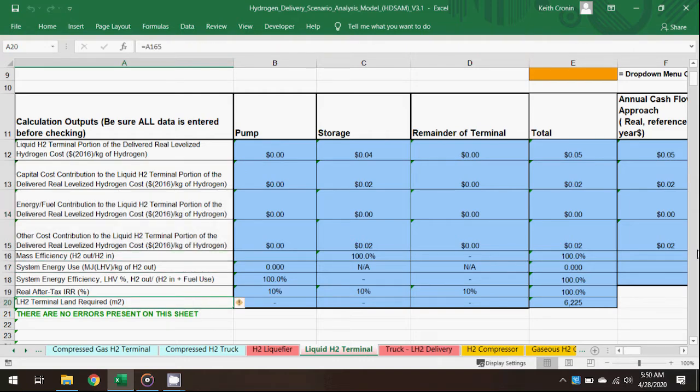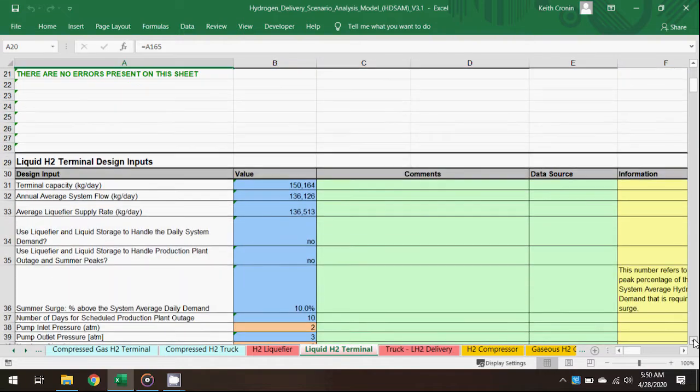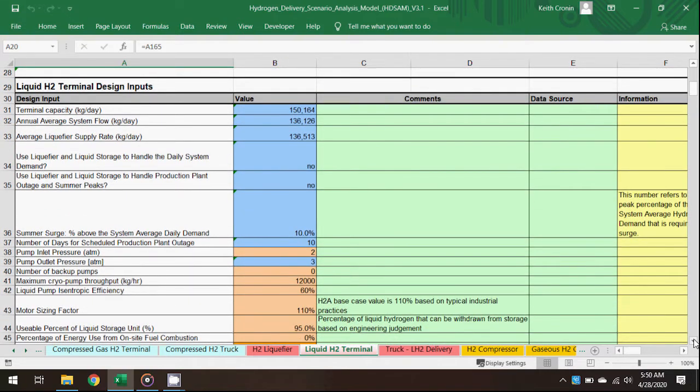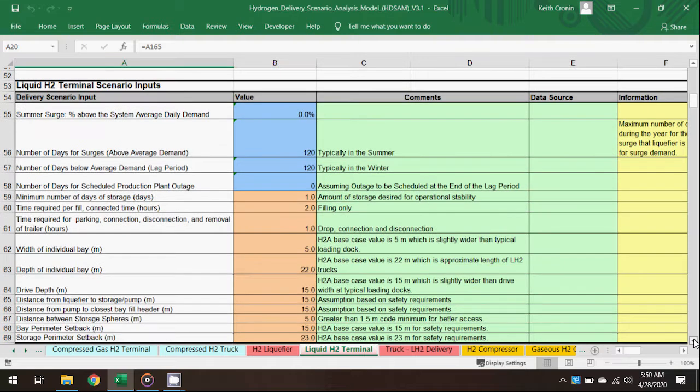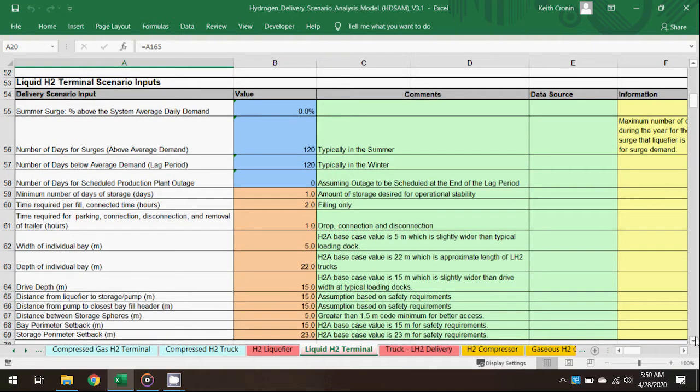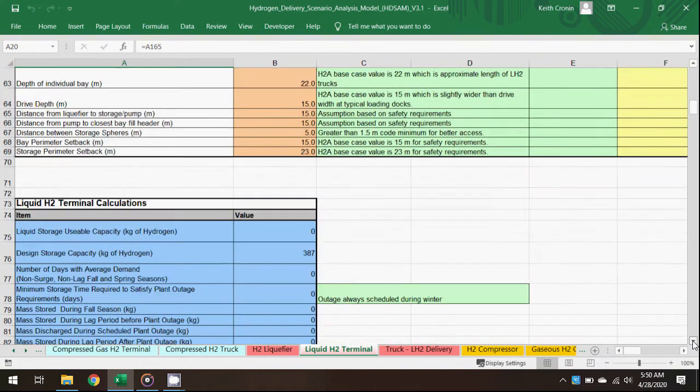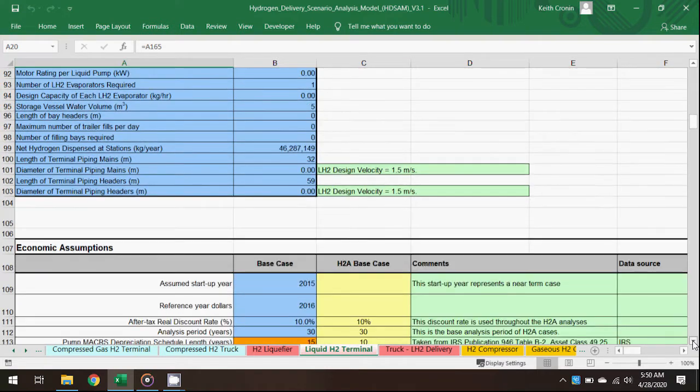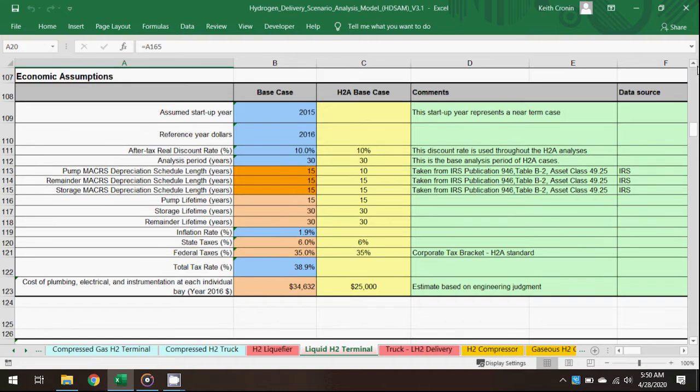The first table is for liquid H2 terminal design inputs. The main inputs here are number of backup pumps, maximum cryo pump throughput, maximum volume of single storage sphere, and storage boil-off. The second table is for liquid H2 terminal scenario inputs, and the main inputs in this table are minimum number of days of storage, time required per fill, and time required for parking, connection, disconnection, and removal of trailer. After a table containing calculated values is the economic assumptions table, where the significant inputs include pump lifetime, storage lifetime, inflation rate, state taxes, federal taxes.